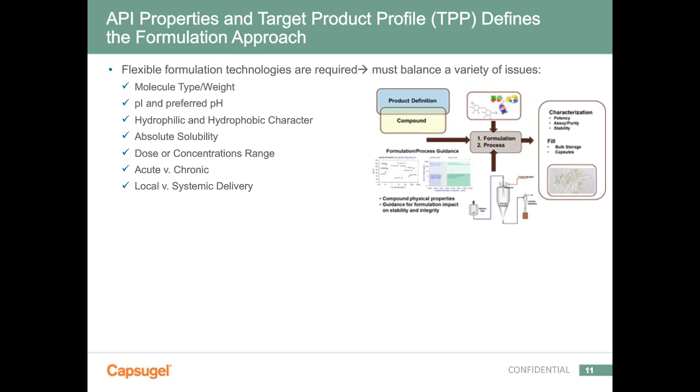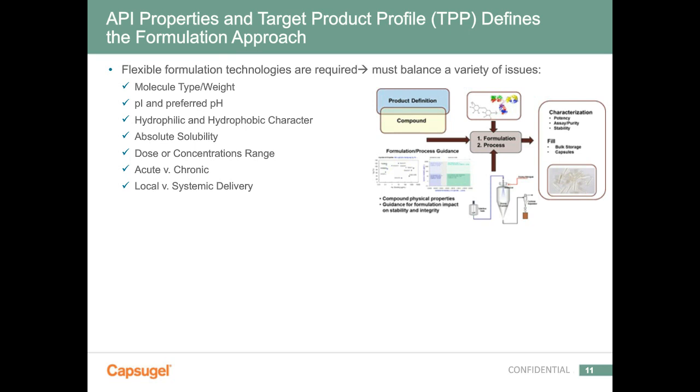We have molecule type and weight, of course. What's the isoelectric point? What's the preferred pH of the molecule itself? Where will we have instabilities there? How hydrophilic or hydrophobic is it? What is our overall solubility? Because that'll define what our initial solution or throughput may be, and also may impact what excipients we would add.